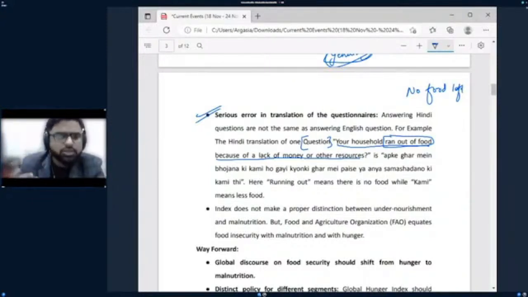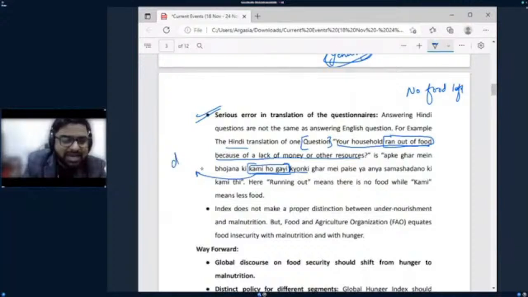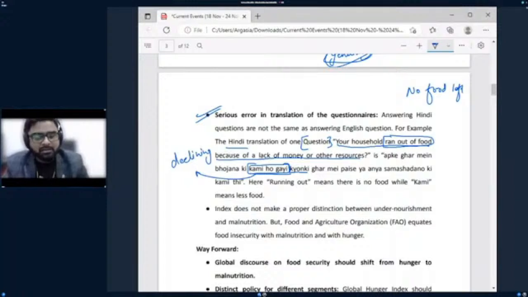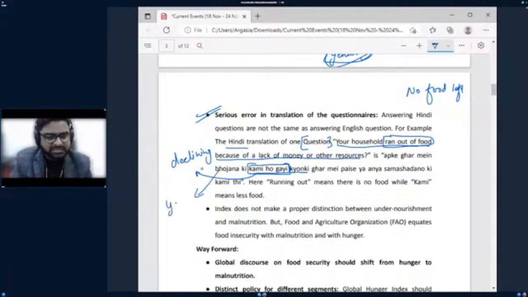But when they ask this question to the people, of course, they will translate it. So the Hindi translation of that question goes, आपके घर में भोजन की कमी हो गई. The key term is कमी हो गई, which basically means declining. No food is different. For example, today I eat 2 kgs. Tomorrow I eat 1 kg. So in this answer, Hindi wala, I will say yes. But in English wala, I will say no. So getting the point, because of the translation issue, the meaning changes, the answers change. Clear? Everyone getting this?